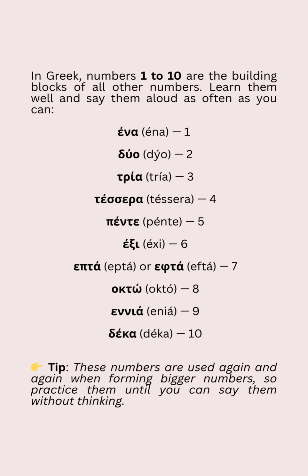Okay, miden. So we have ένα, δύο, τρία, τέσσερα, πέντε, έξι, επτά or εφτά, depends whatever you want, οκτώ, εννέα, δέκα. So one more time, slowly. Seven can be επτά or εφτά, it's a personal preference, okay? So these are the numbers from 1 to 10.